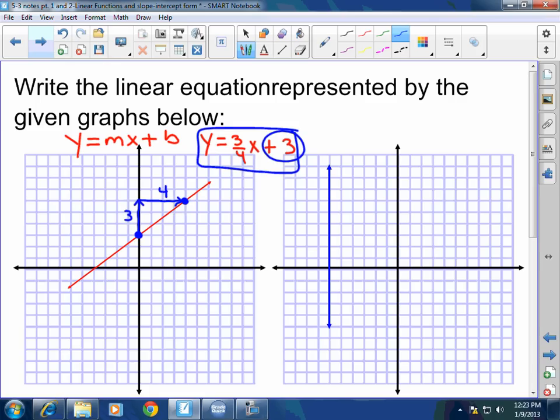Okay, next one. What about this blue line? What would the equation of that blue line be? No, the slope is undefined. What is the equation of this? X equals negative 6. 1, 2, 3, 4, 5, 6, negative. Very good. If I ask for the slope, the slope is undefined.